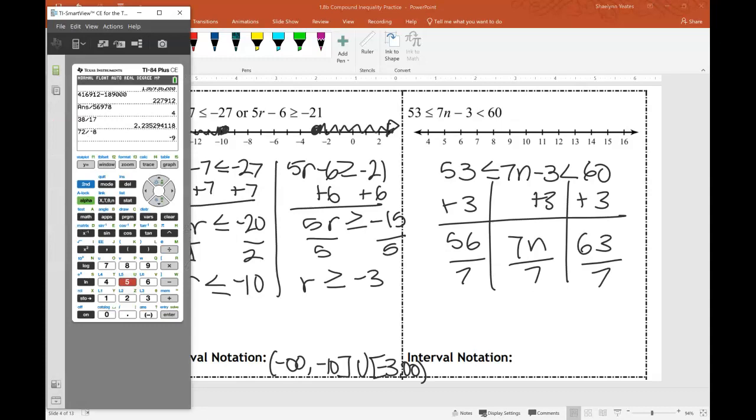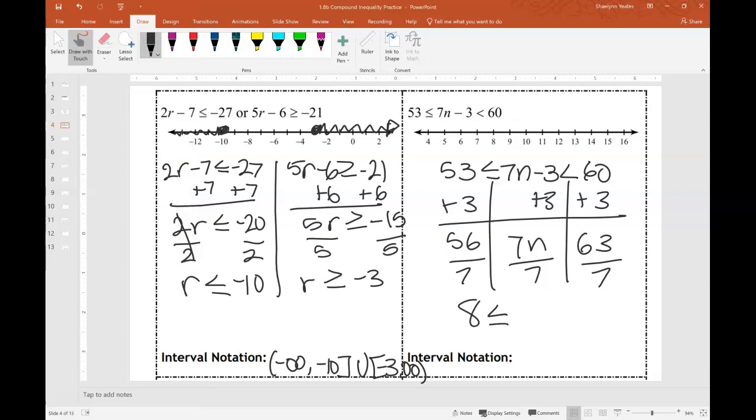So let's see. 56 divided by 7 is 8. 8 is less than or equal to n is less than 9. So on 8, we're going to put a nice pretty closed dot. On 9, we're going to put a nice pretty open dot. And just scribble in between them. So 8's a closed dot, so it's a bracket. And then we're going to have 8, comma, and then at 9, we're going to use a parenthesis because it's an open circle.